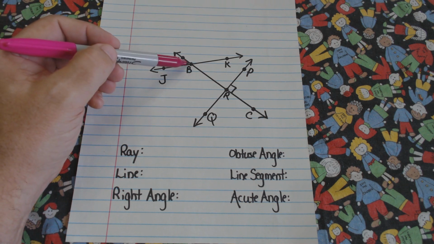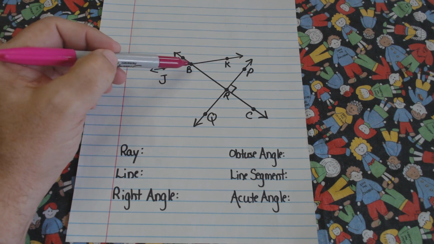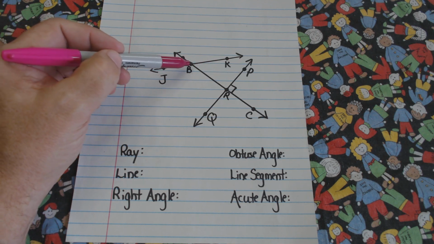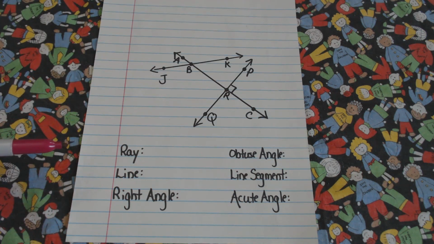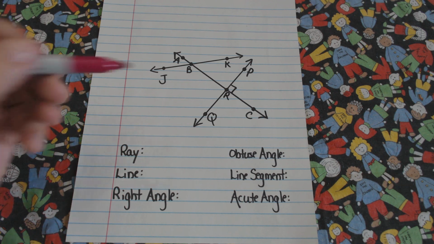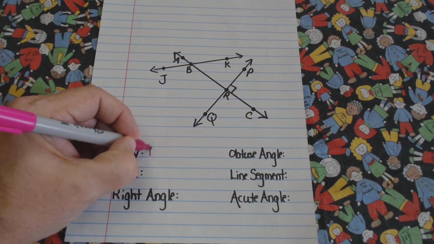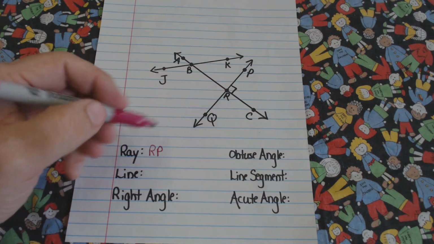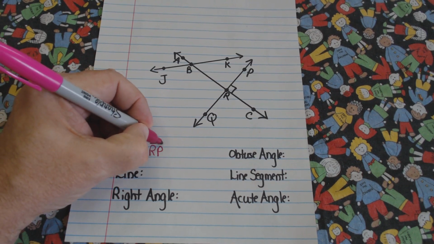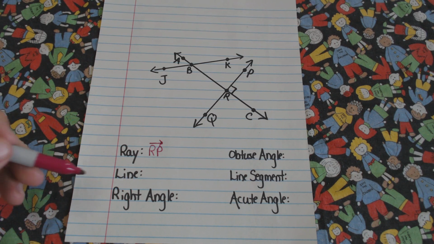If we began here, we could have ray BK or ray BJ or ray BA or ray BR or ray BC. You see there's a lot of rays. So let's pick the first one we did, ray RP. So we would write the R and the P, R being the end point, so that has to come first, and then an arrow on top of it, ray RP.